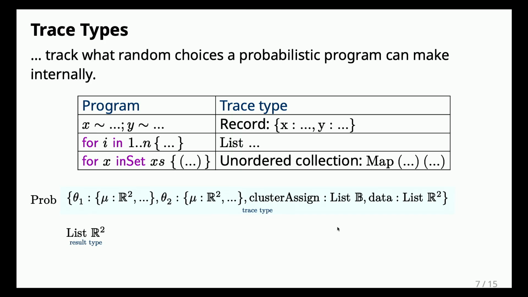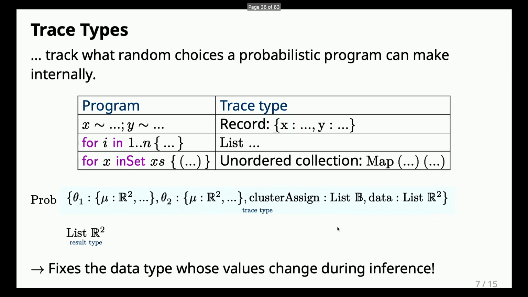And when you actually write a model, you're going to annotate this with a type. So prob just says it's a probabilistic computation. And it has a result type, as usual, but it's also annotated with this trace type here. So this is the example from the start. And this trace type kind of fixes the type of the values that inference algorithms will make changes to. So this is the first ingredient.